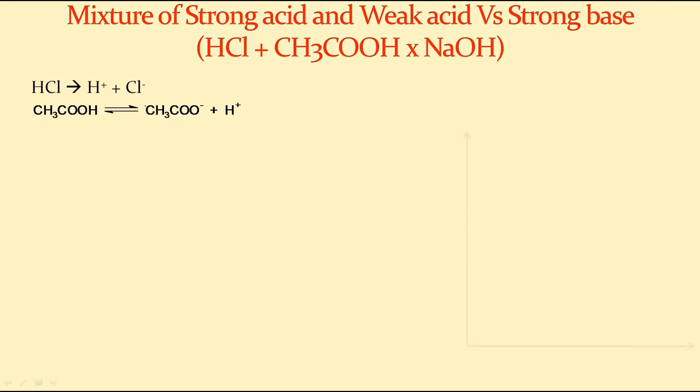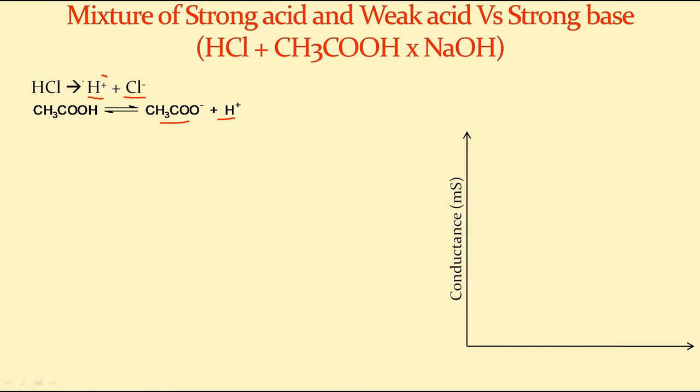So in the mixture, we have HCl and acetic acid. HCl is a strong electrolyte which produces H plus and Cl minus ions, and acetic acid is a weak electrolyte which maintains a dynamic equilibrium with its counter ions, acetate ion and H plus ion, due to the common ion effect. That is, in presence of a common ion, the dissociation of a weak electrolyte is suppressed by the strong electrolyte. That is called common ion effect.